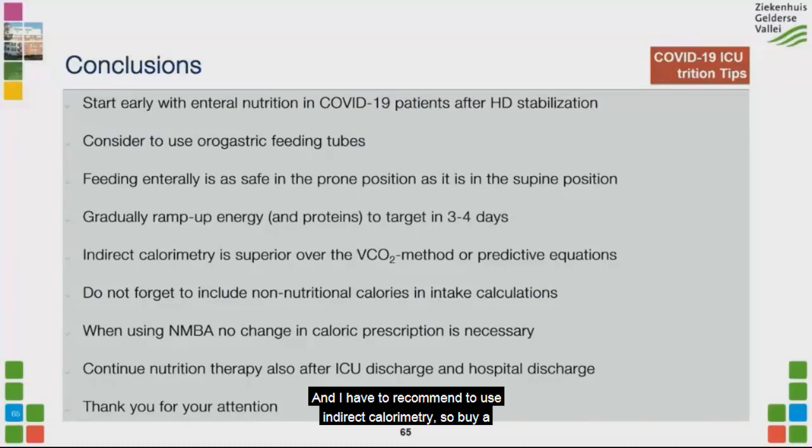indirect calorimetry. So buy a ventilator with indirect calorimetry features or an indirect calorimetry device separately, because it's superior over the VCO2 method or predictive equations, and it's also recommended by the ASPEN guidelines. Do not forget to include non-nutritional calories in intake calculations.